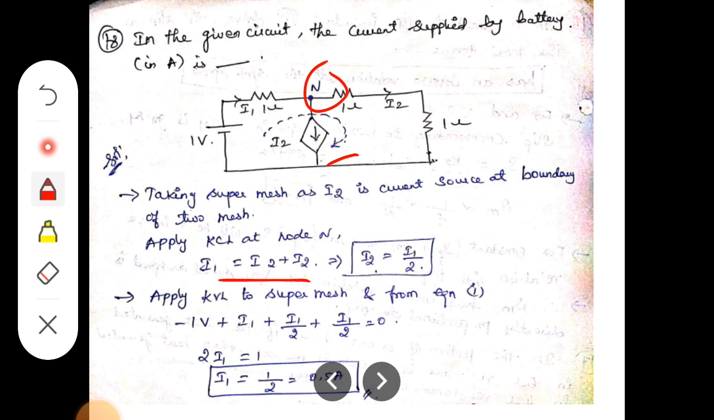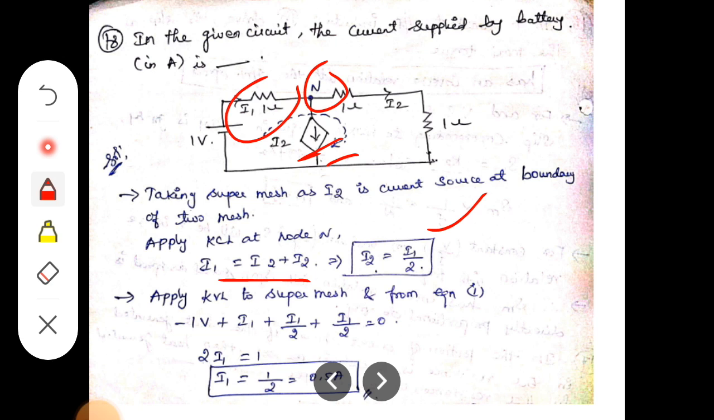So I2 is equal to 1 divided by 2. Then applying KVL to the super mesh. From this equation, we want to frame this one. So minus 1 into V, plus I1, plus I1 divided by 2. We know this I2 value plus I1 divided by 2 equal to 0.